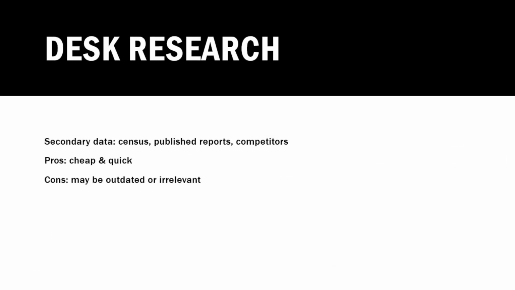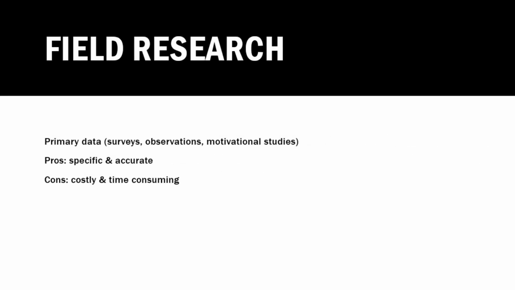Desk research uses existing data such as census reports or competitor reports. It is fast and inexpensive, but the information may be outdated or not specific to your situation. Field research collects new data through surveys or direct observation. It is accurate and specific, but it is also costly and time-consuming.